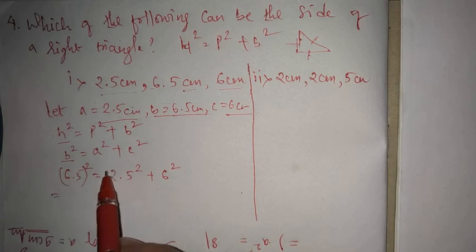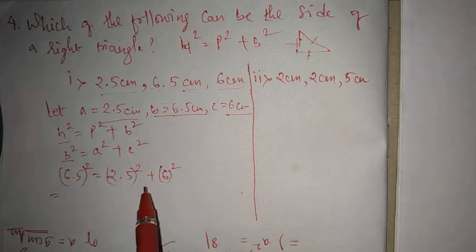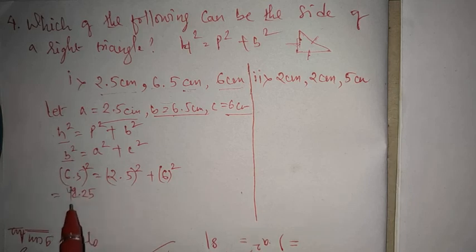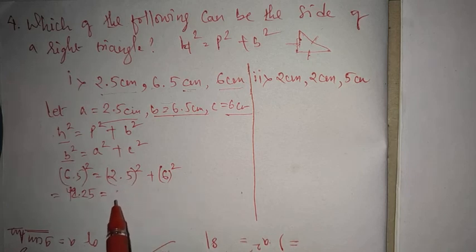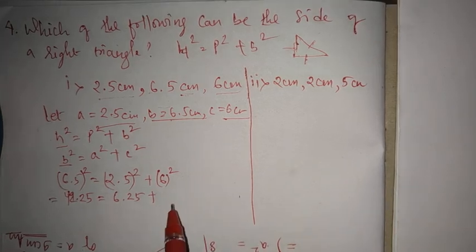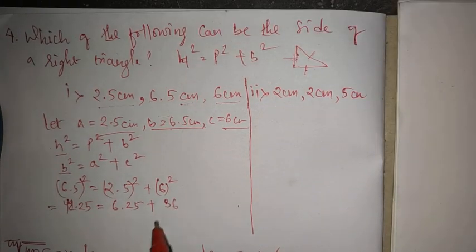So 6.5 into 6.5 is 42.25. So 42.25 is equal to 2.5 into 2.5, which is 6.25, plus 6 into 6, which is 36. You know how to multiply this; I have already explained it in the previous class, so take help from there.